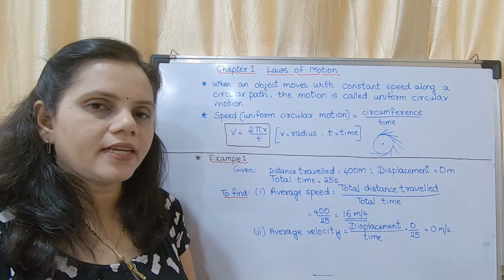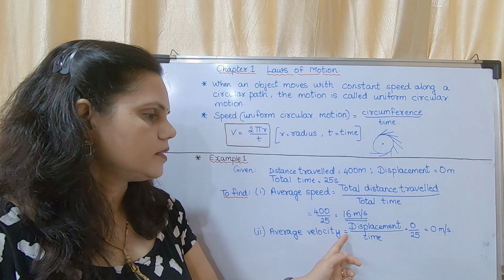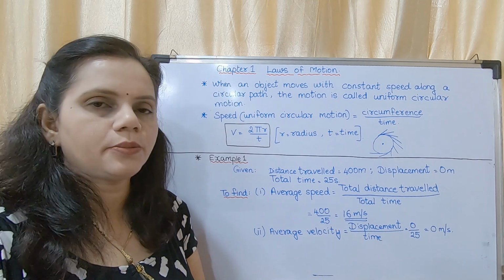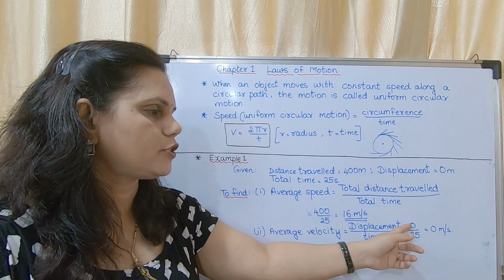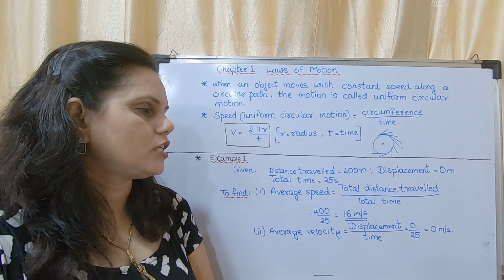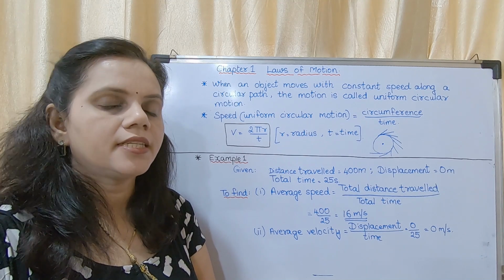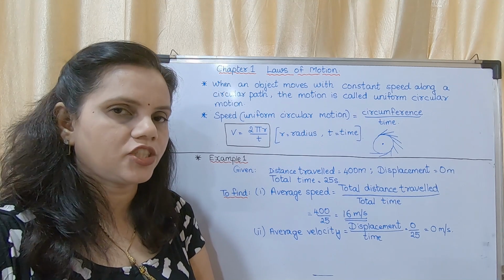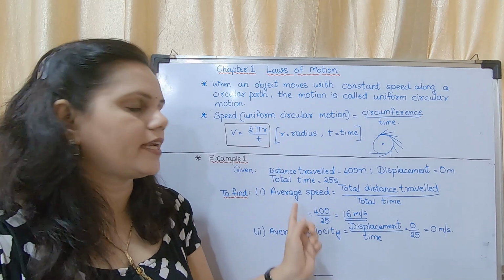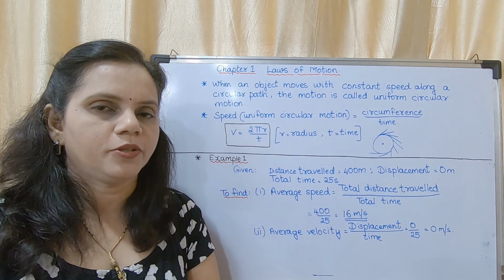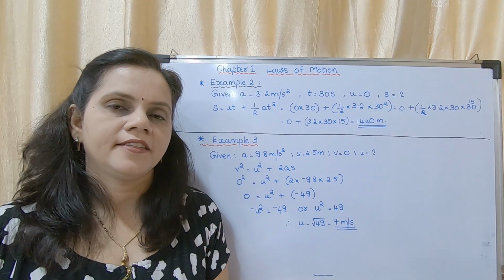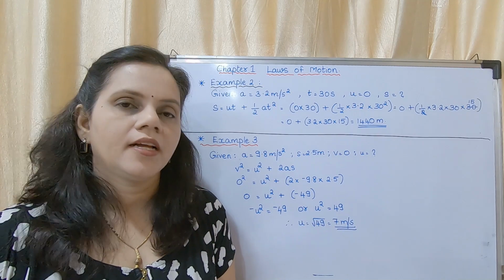Now the next is average velocity. You have to find out displacement upon time. What is displacement? Displacement is 0. So 0 upon 25, we will get it as 0 meter per second. This is a frequently asked question. So these points you have to write in your notebook. Okay, you may mark. These are the next two examples.